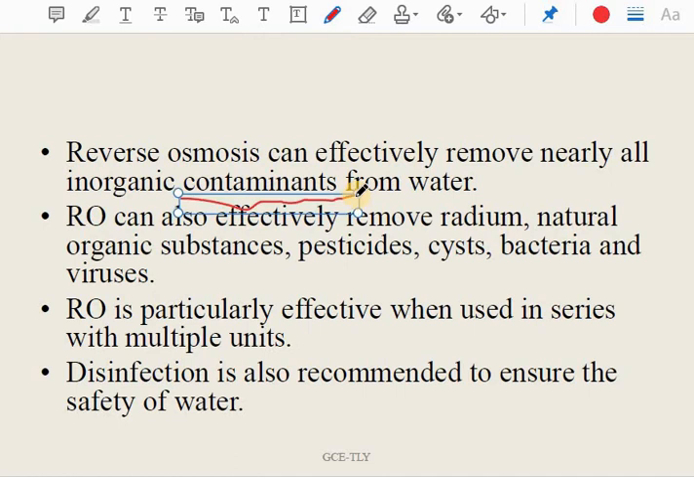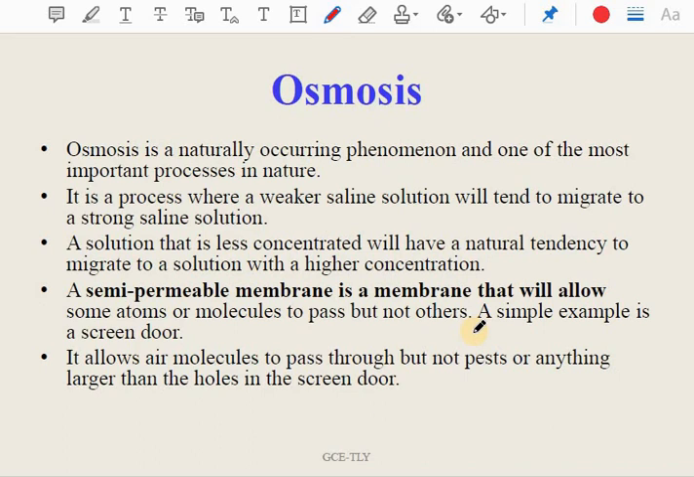So nearly all the contaminants in water are removed here, and it is also effective to remove some components such as radium and natural organic substances. Pesticides, cysts of various organisms, bacteria and viruses are effectively removed in the RO process. And RO is particularly effective when it is used in series with multiple units. Disinfection is also recommended to ensure the safety of water after RO. So most probably there will be no microorganisms, but in order to ensure safety, we may do disinfection after RO treatment.